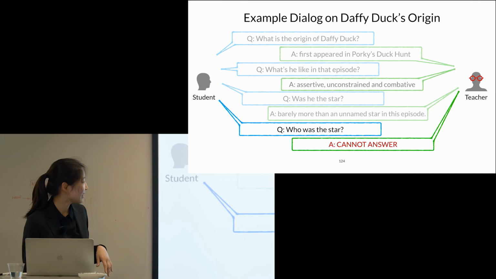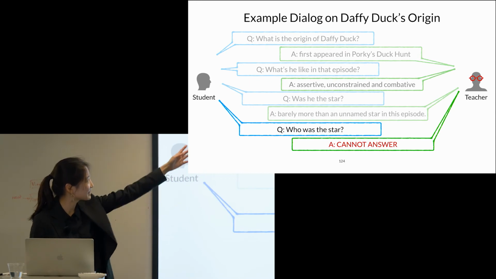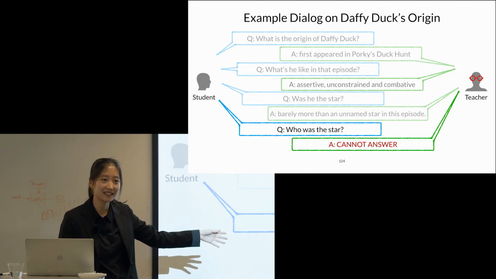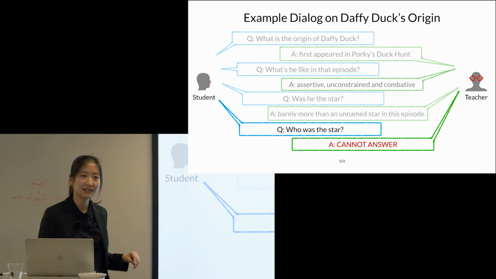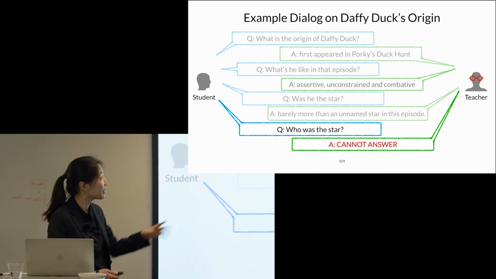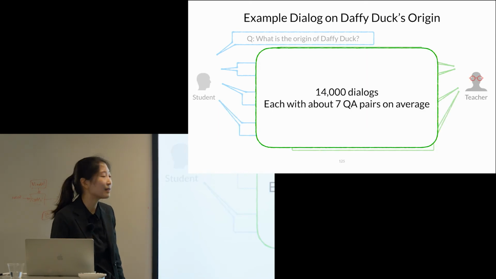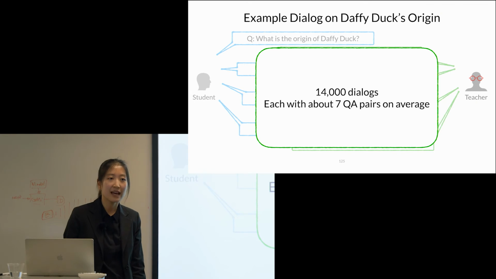And then, who was the star? Because this is about the character's origin, the answer was not there, and so it says they cannot answer. The conversation goes like this. It's a little bit limited and clunky, but people were able to go through this dialogue, and we collected about 14,000 of those, and each dialogue has about 7 question-answer pairs.